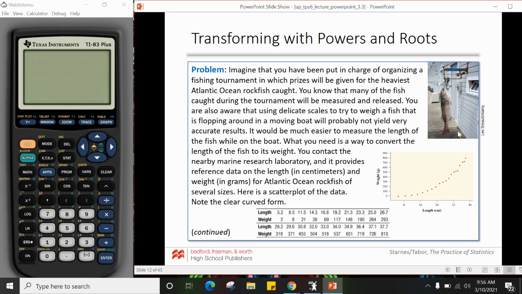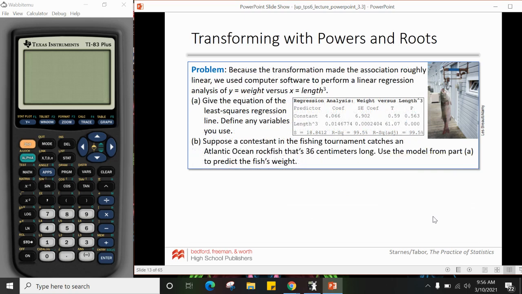So this is just a bunch of data they have of length and weight, and you can see, hey, it's going to be curved. And it's curved up, so the question is, is this a power function, an exponential, a logarithm, which one? Since it's curved up, we're going to try a couple things out. So we're going to try out with powers here.